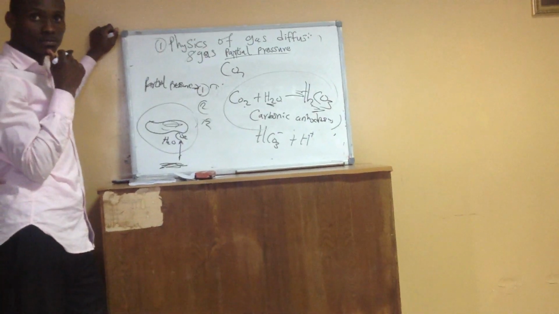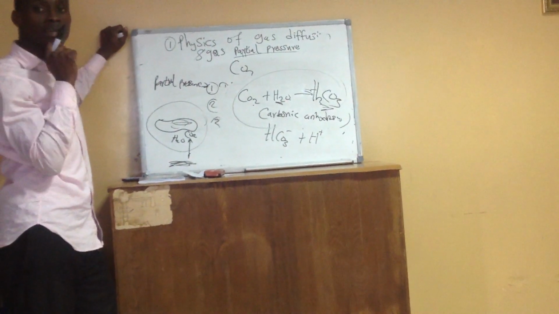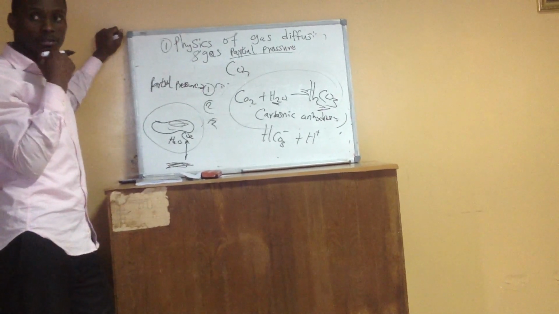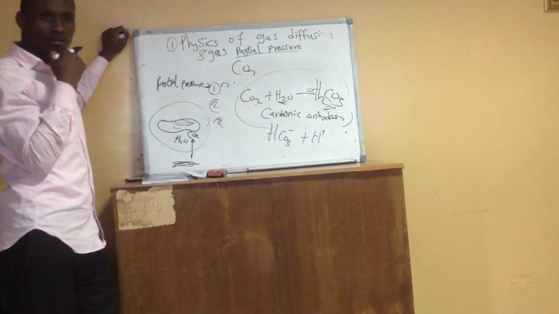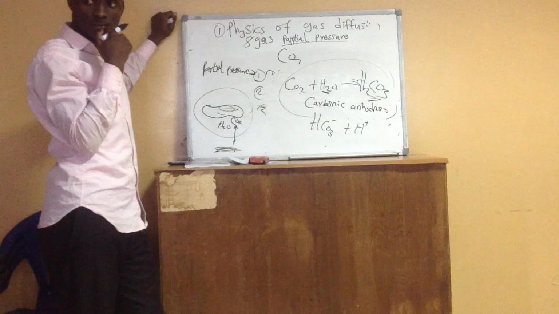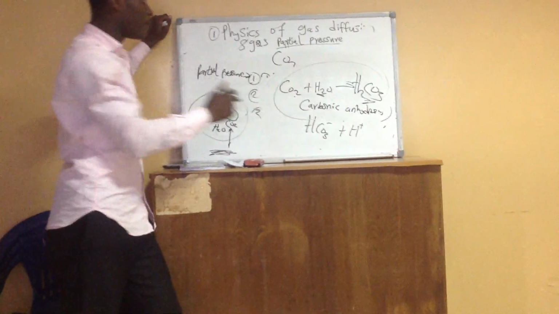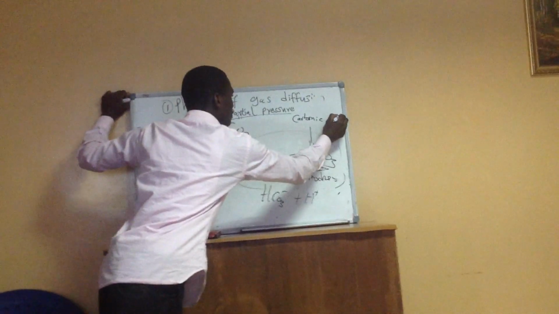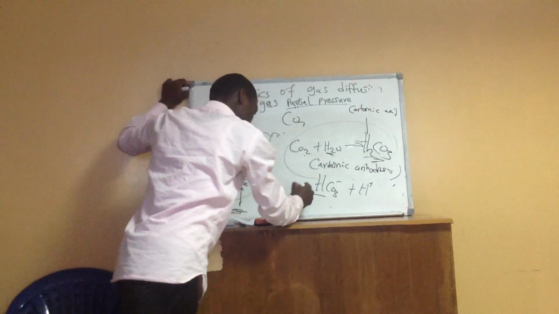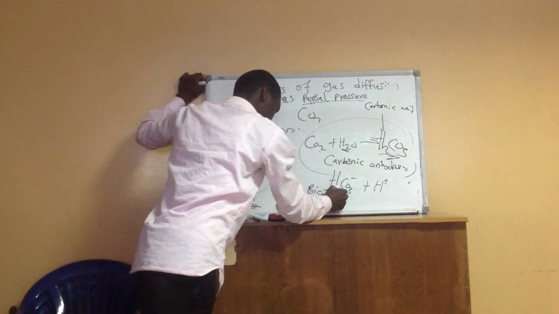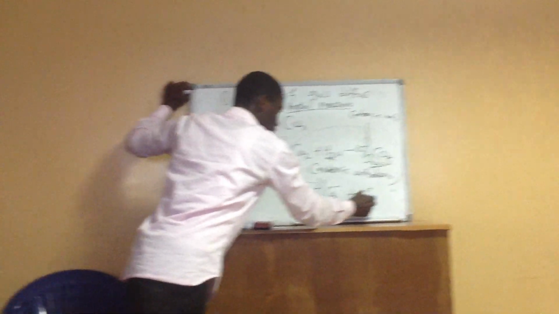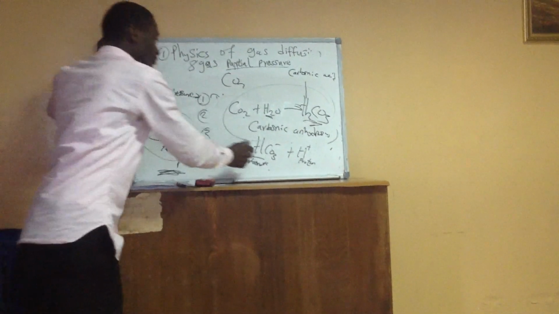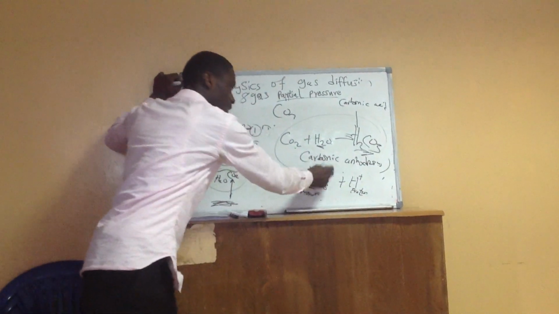And what enzyme? Carbonic anhydrase. It's in the red blood cell. So the carbonic anhydrase breaks down the carbonic acid into bicarbonate and a proton called hydrogen. Do you get it? It breaks into bicarbonate and hydrogen.